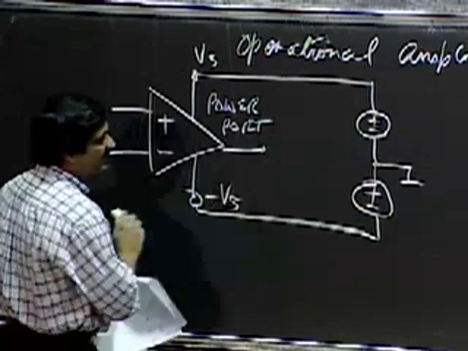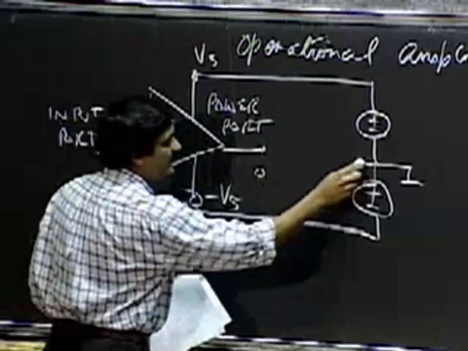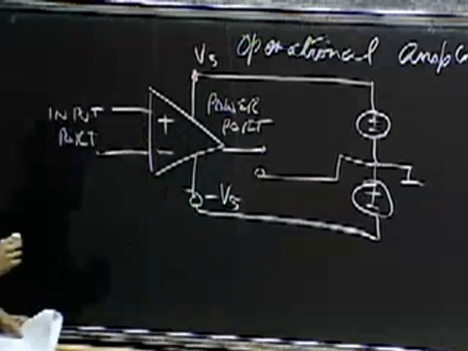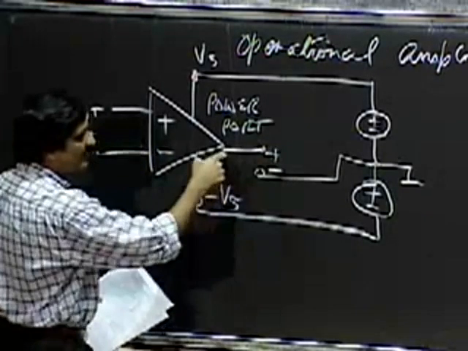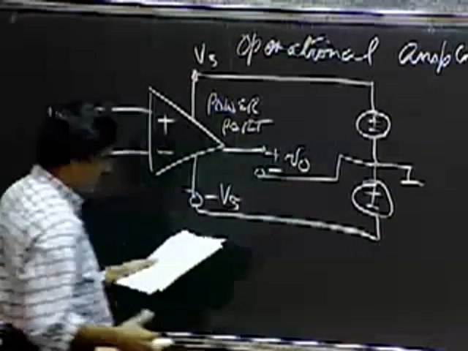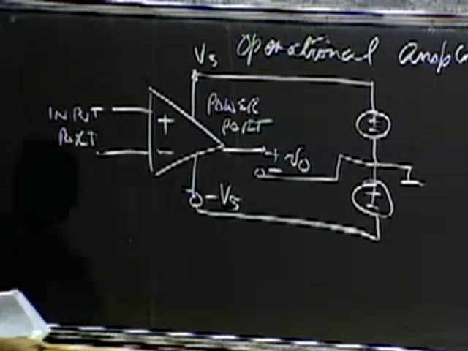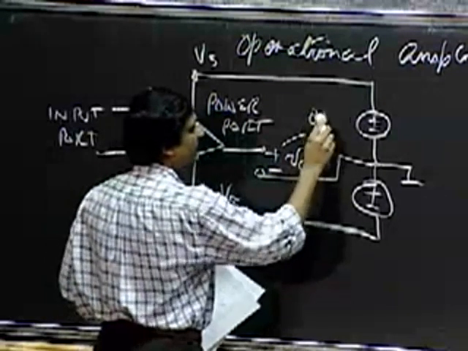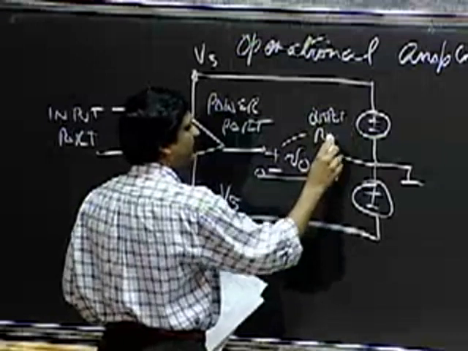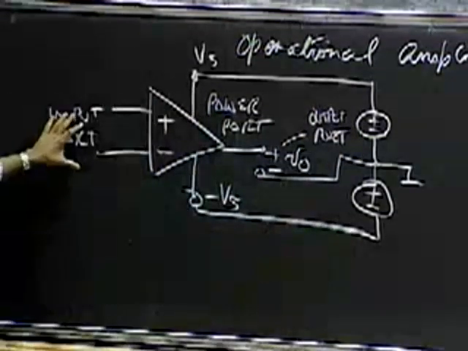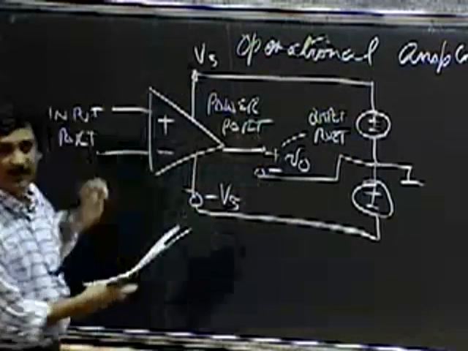And I'm going to take the output between the ground node and the output node of the operational amplifier, call that V0. This is the output port. So input port, an output port, and a power port.